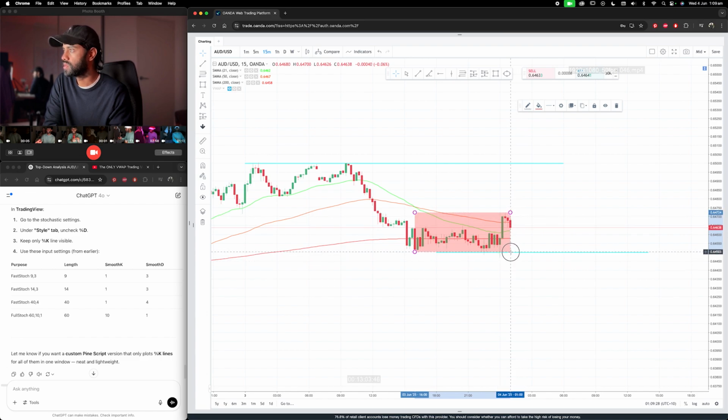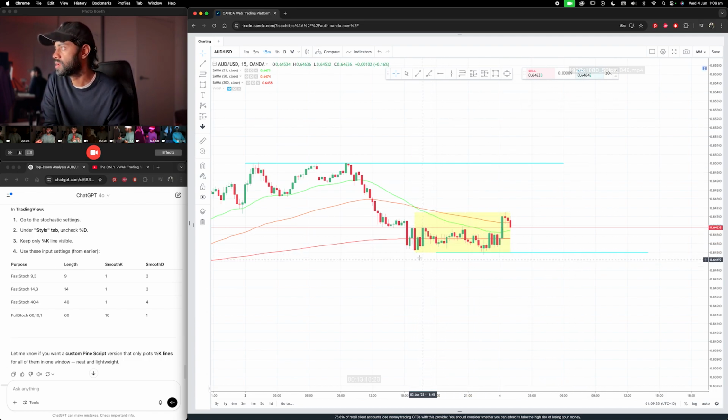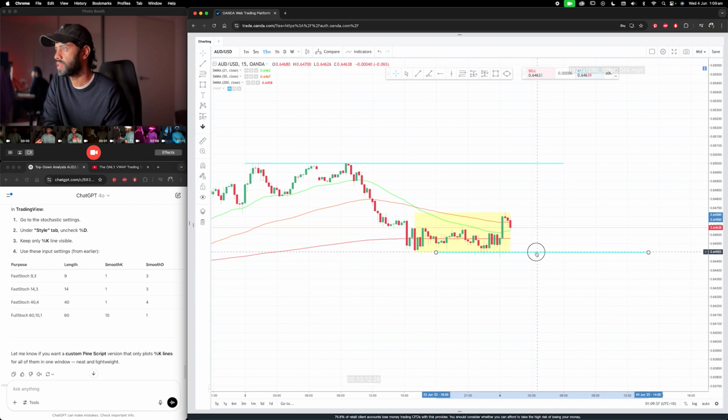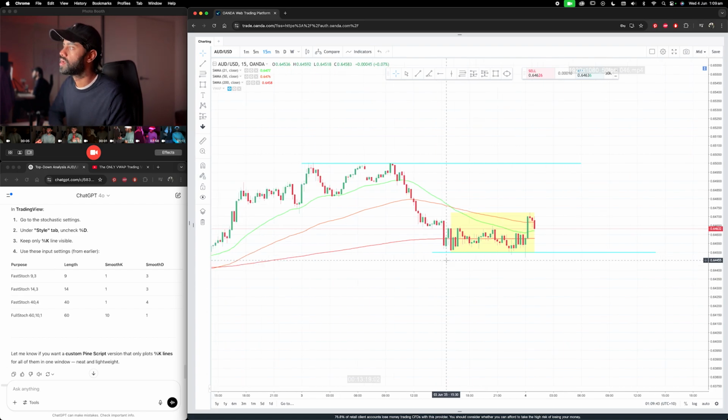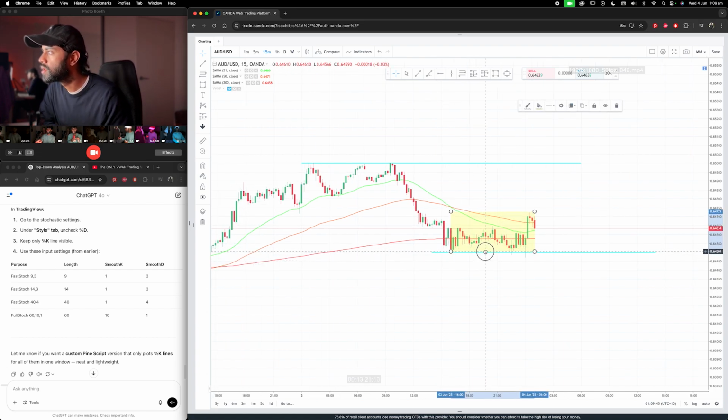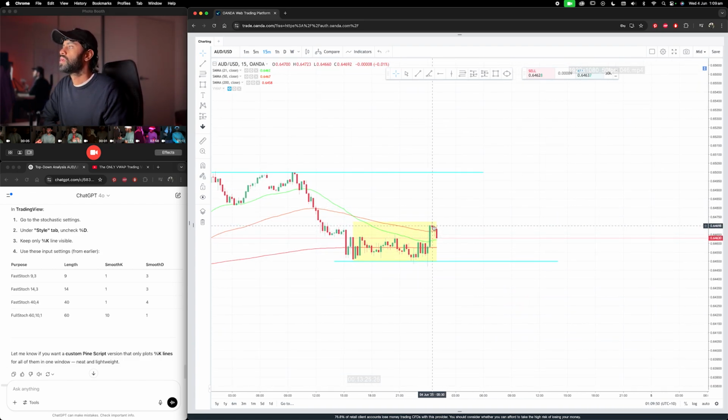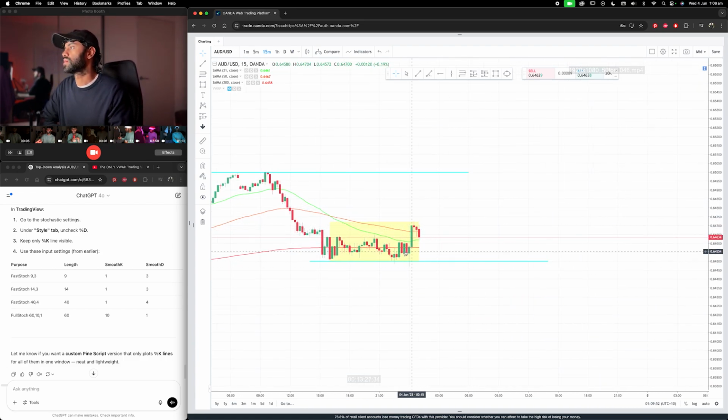I'm going to call it the unknown. So the market's consolidating over there. I'm going to extend the trend line. Okay, so this is what's happening. So the market's just consolidating between this yellow box.